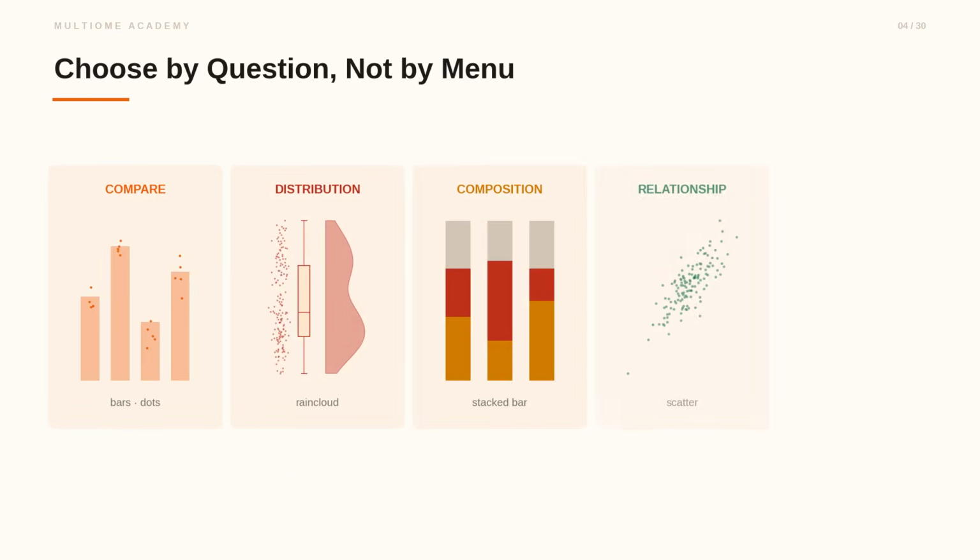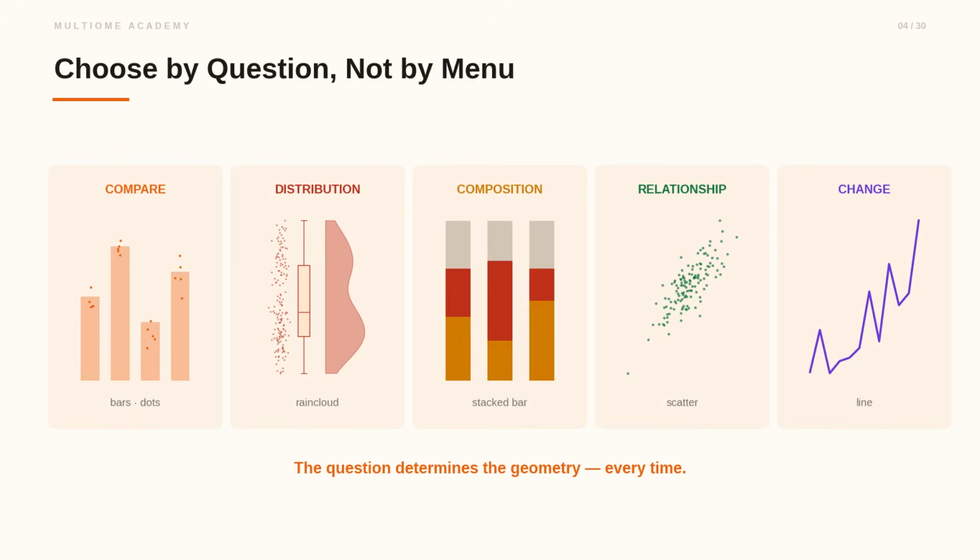Within any library, the question still chooses the geometry. Comparing magnitude across categories, use position on a common axis. Showing a distribution, show the actual points. Showing composition, prefer stacked position over a pie. Showing a relationship, use a scatter. The tool never decides this for you.